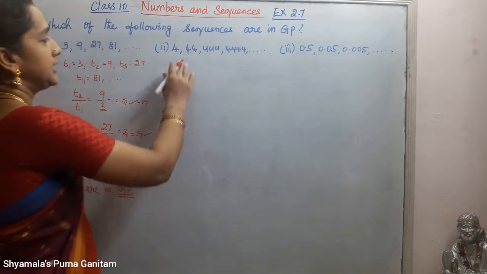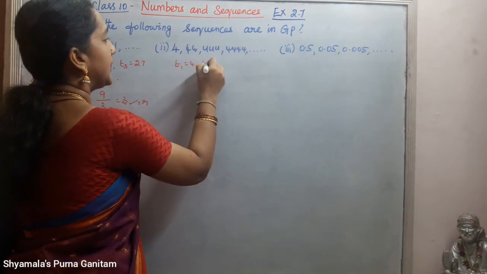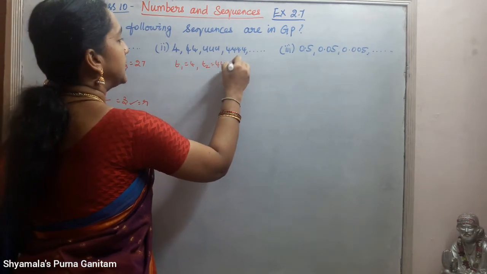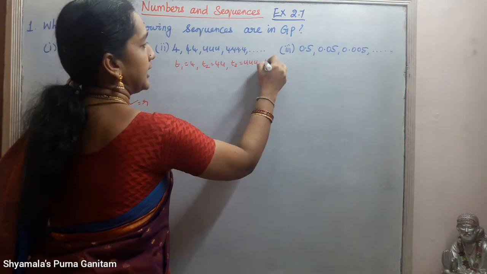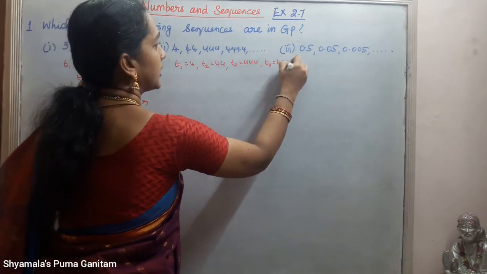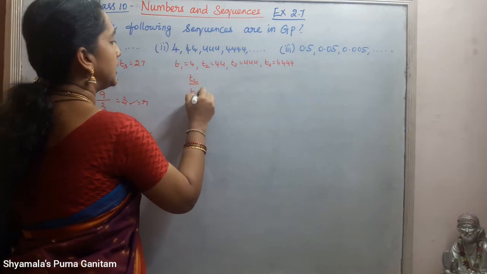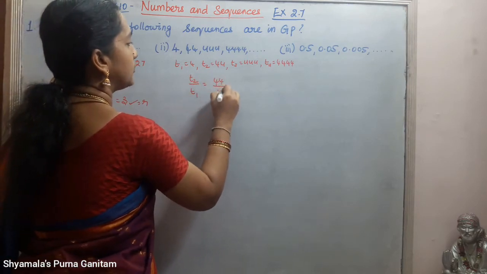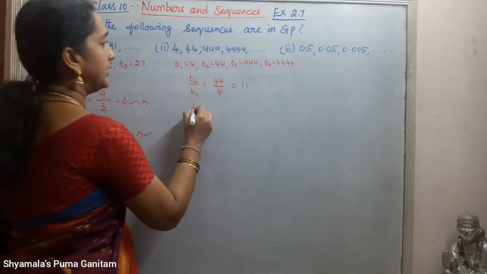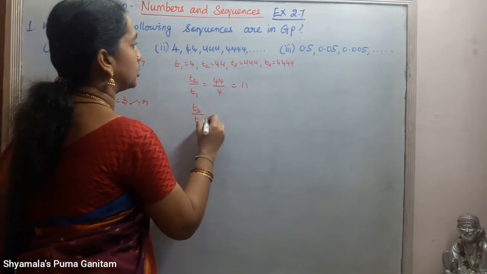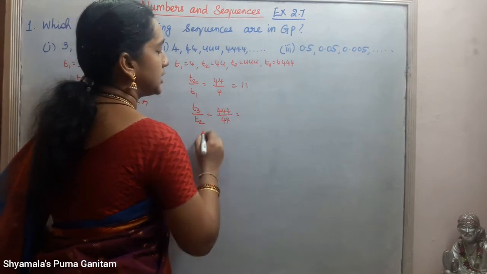Okay, first sum. Then the second one is T1 is 4, T2 is 44, T3 is 444. Then T4 is 4444. So we will find the ratio T2 by T1 is equal to 44 by 4. So that is equal to 11. 44 by 4 is 11. Then T3 by T2 is equal to 444 by 44.